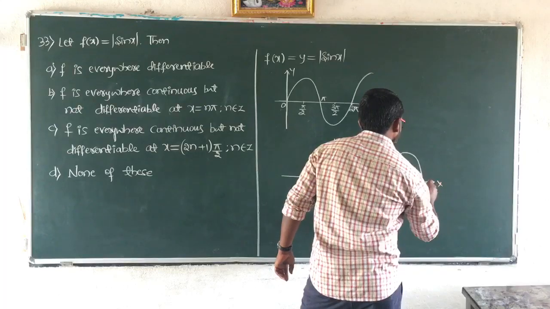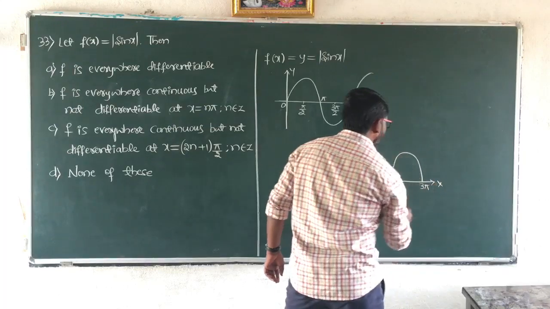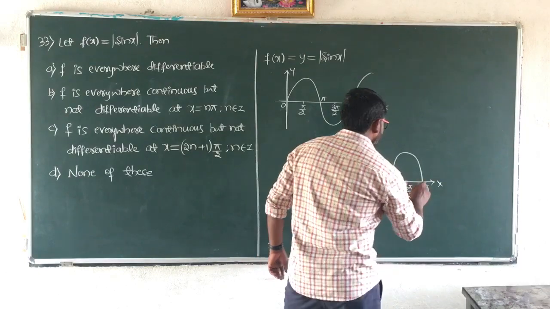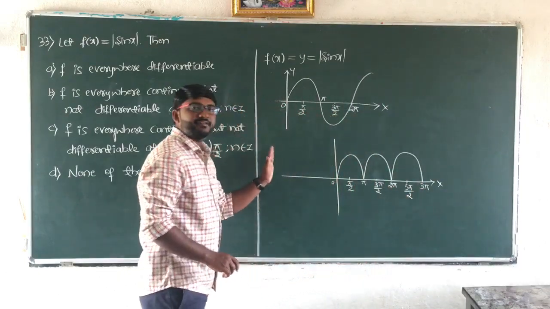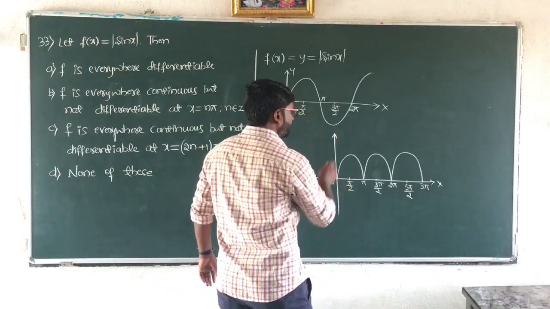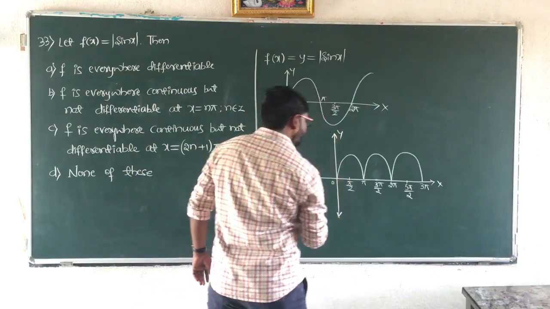This is the x axis. So this is 3 pi. Then after 2 pi it is 5 pi by 2. Similarly, we get the same graph in the negative axis as well. So now I draw the negative axis graph.